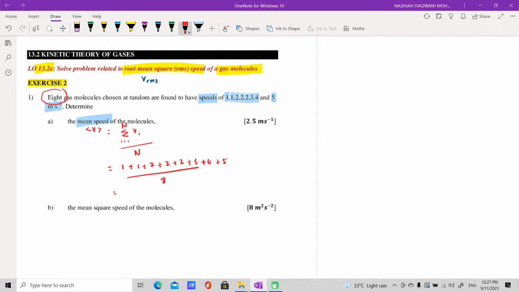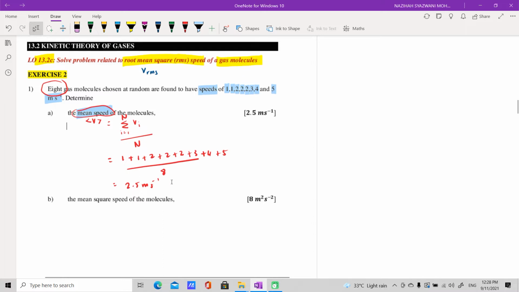So your mean speed would be, first your calculator. Okay, always use the calculator. So 1 plus 1 plus 2 plus 2 plus 2 plus 3 plus 4 plus 5 divided by 8, and your answer would be 2.5 meters per second. Okay, so that is the mean speed of the molecule. So now let's move on to part B.